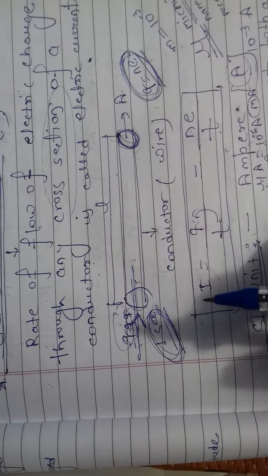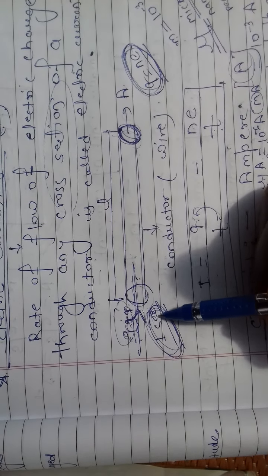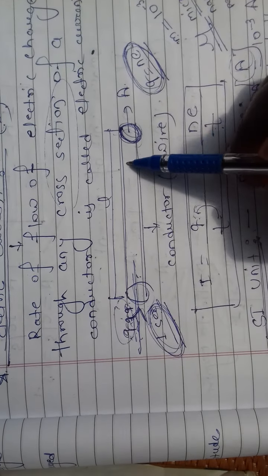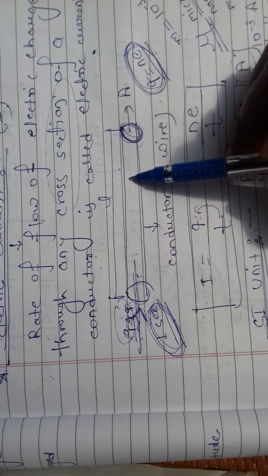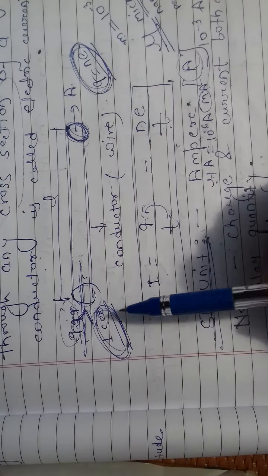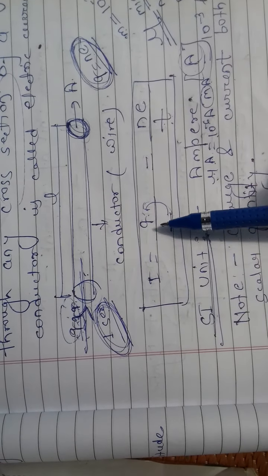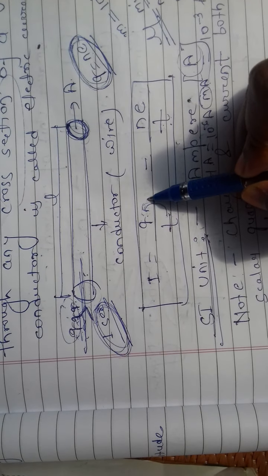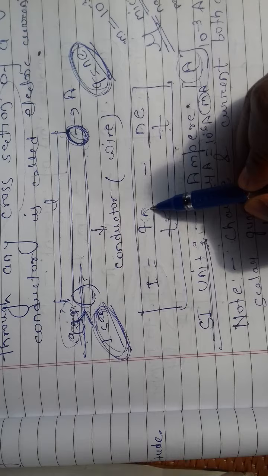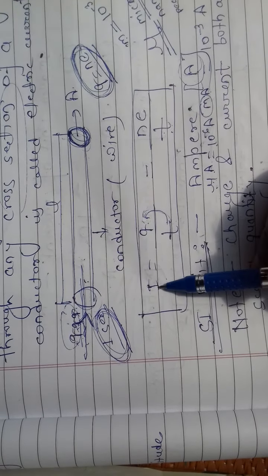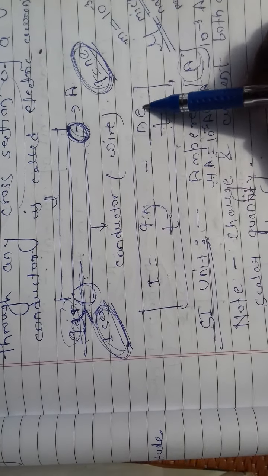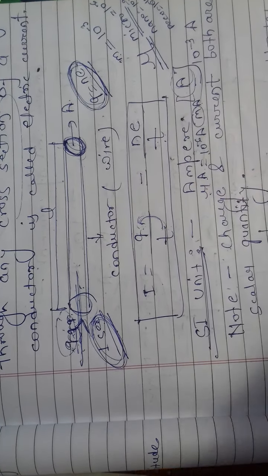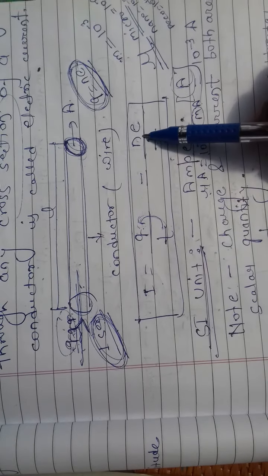Suppose in unit time, meaning in 1 second, some amount of charge flows through the cross-sectional area of this conducting wire. That is called the electric current. So I is equal to Q divided by T. In unit time, how much charge flows through any cross section of a conducting wire is called the electric current. What is the value of Q? By quantization of charges, Q is equal to N cross E. So we will put the value of Q here.